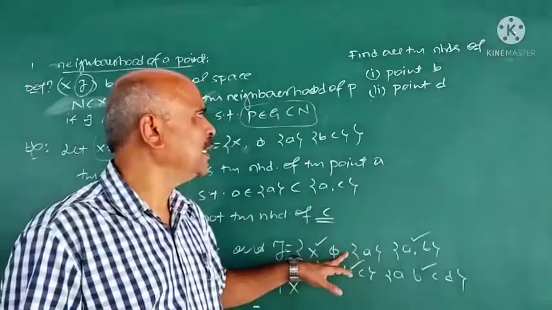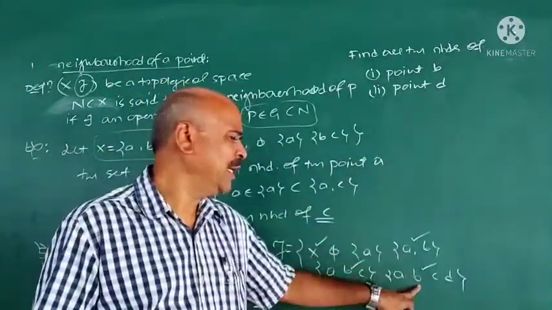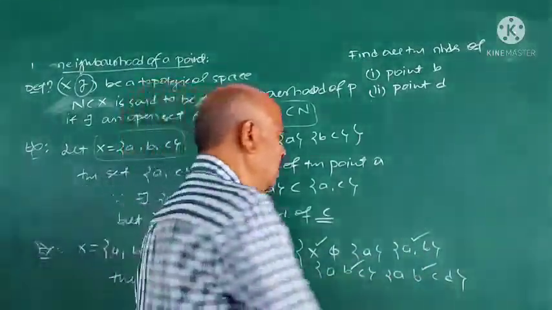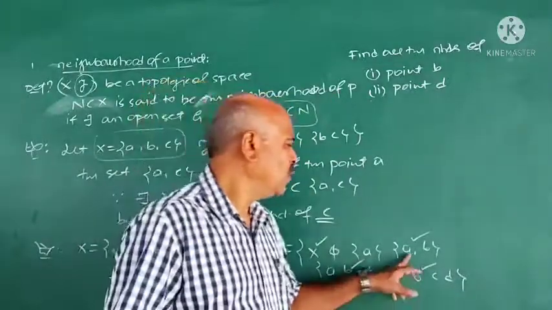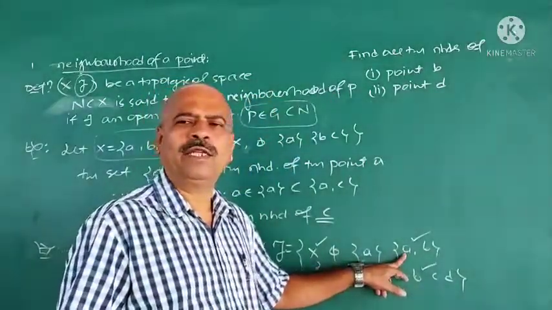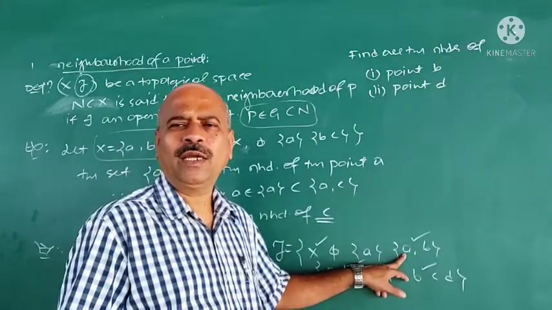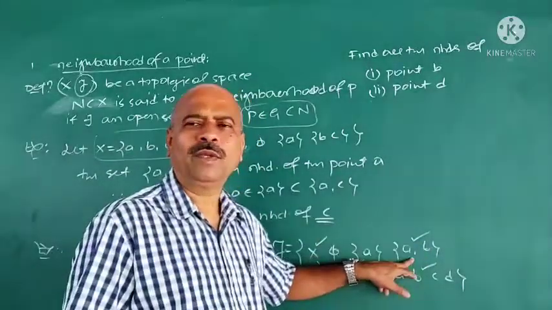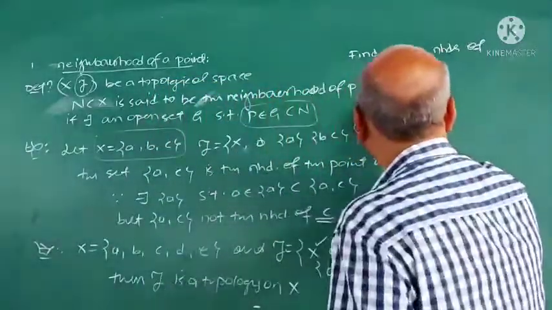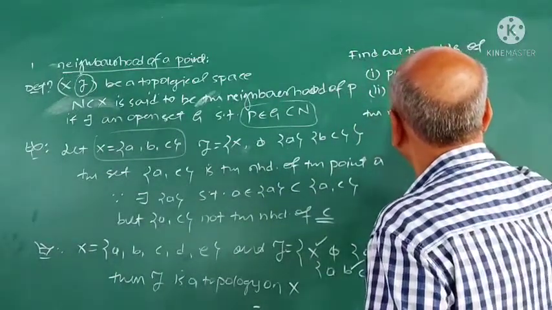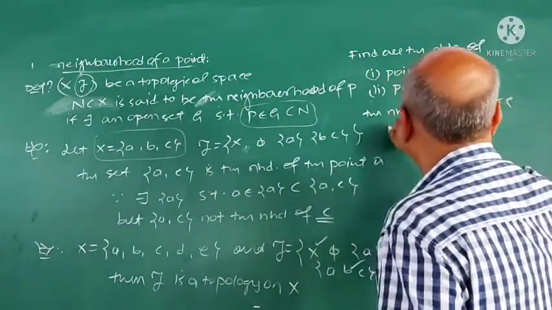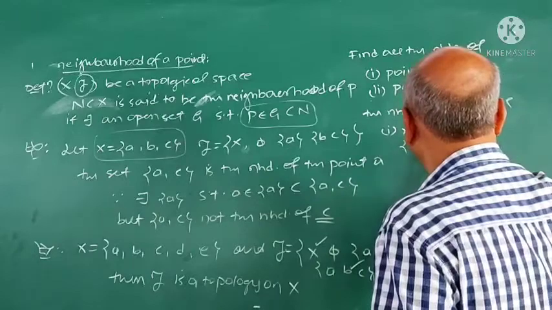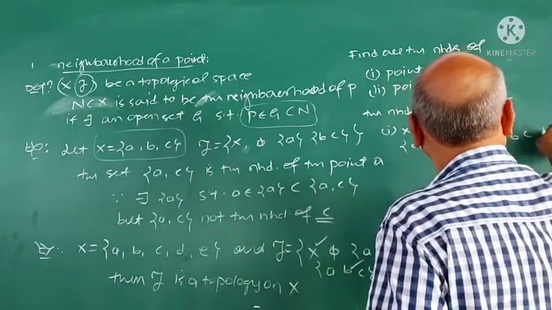Here, what are the open sets containing B? X, AB, ABC, ABCD. All these are neighborhoods of B here. Because consider AB. When do you say that AB is a neighborhood of B? There should exist an open set containing B which is contained in AB. That open set containing B is AB itself. So the neighborhoods of point B are, first one X, second one AB, third one ABC, fourth one ABCD.